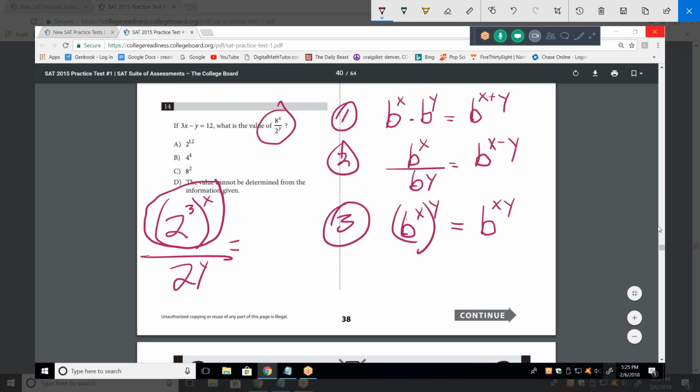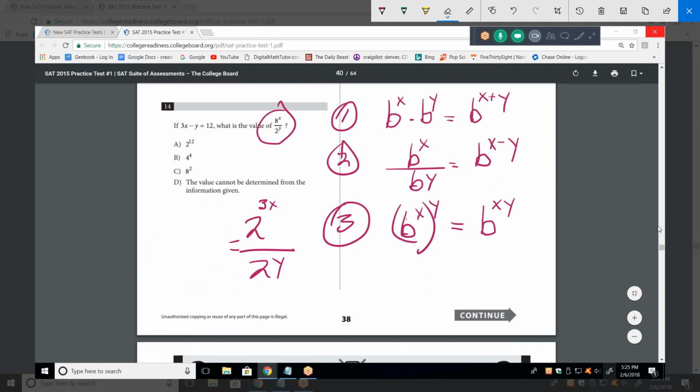So what is that equal to? 2 times 3 times x? 2 to the 3x. You are multiplying those together, but they stay as a single exponent. Now I'm still dividing by 2 to the y. Which rule am I going to use to simplify this? Remember, I still have the same base. As long as I've got the same base, I can use one of these rules. Rule 2.